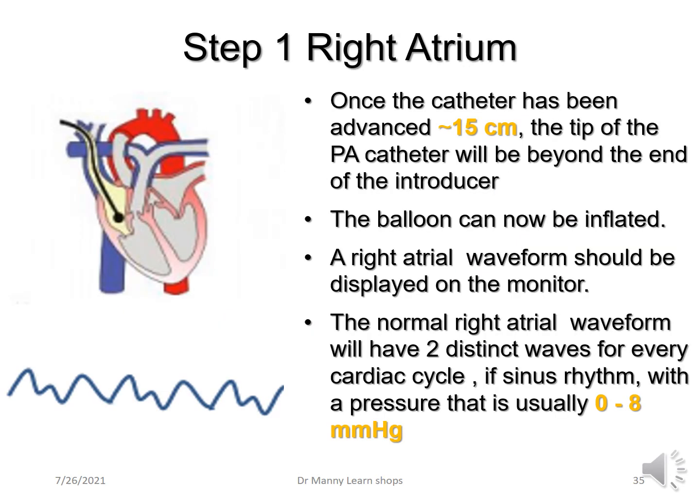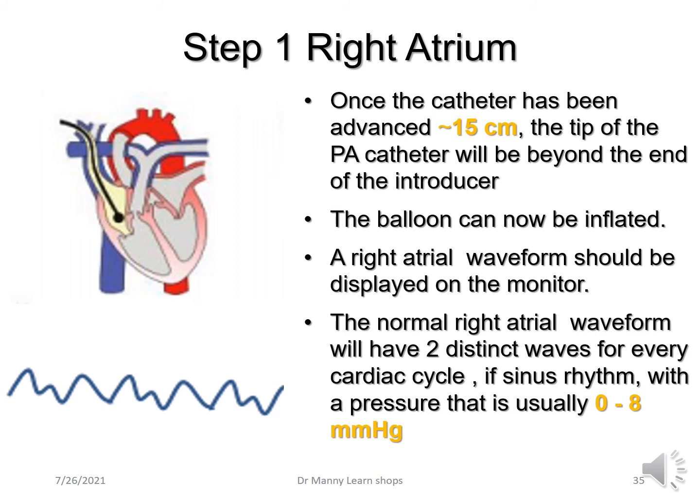Step 1 will involve the right atrium. So once the catheter has been advanced approximately 15 centimetres, the tip of the pulmonary artery catheter, the distal part, will be beyond the end of the introducer. The balloon can now be inflated, and if it is a right atrial pressure waveform, it should be displayed on the monitor.